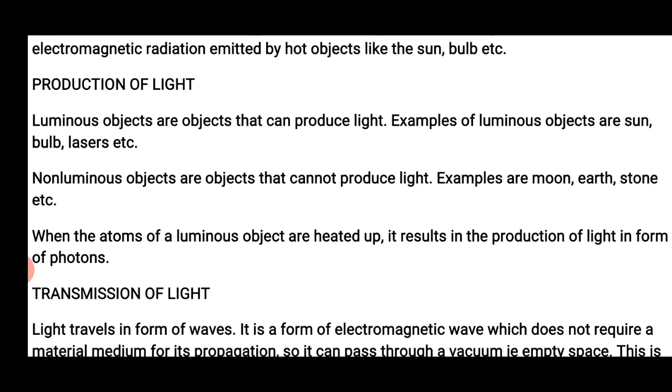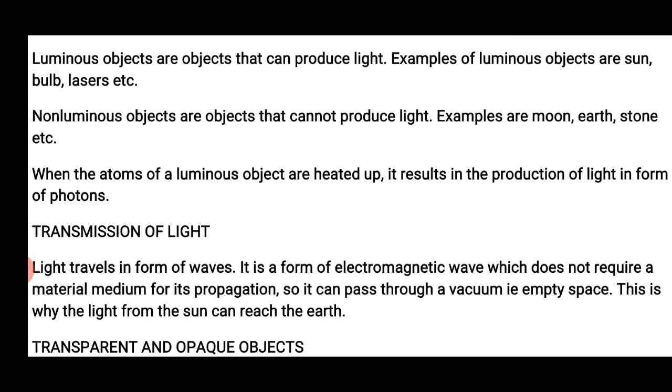A luminous object, how does it produce light? It is when the atoms inside the luminous object are heated up. This heat results in the production of light in form of photons. That is, when the atoms are heated, they start to agitate, they vibrate, their electrons proceed from lower levels to higher levels. On getting to the higher level, there is emission of radiation in form of light. This light that is emitted is usually measured in photons. A photon is a packet of a certain amount of light energy.